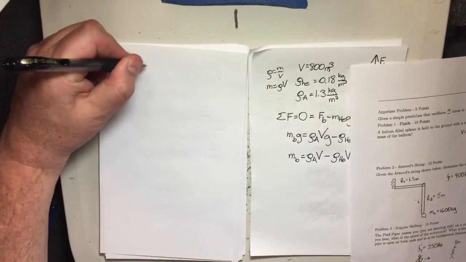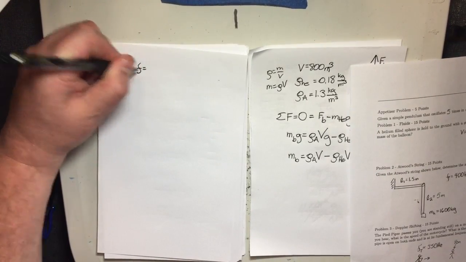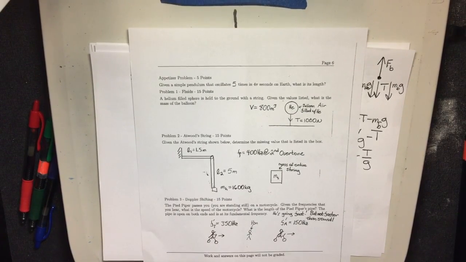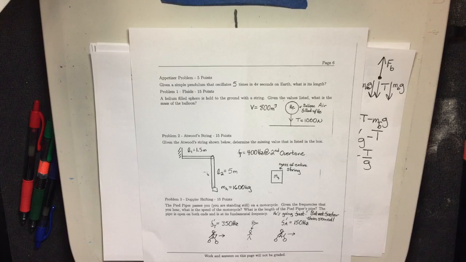I give you the frequency of the string plucked. Now obviously, which part of the string do I pluck? L1 or L2? This is one of those dumb questions. L1. If you pluck L2, it just flops back and forth and it's not going to make any sound. So it's got to be L1.